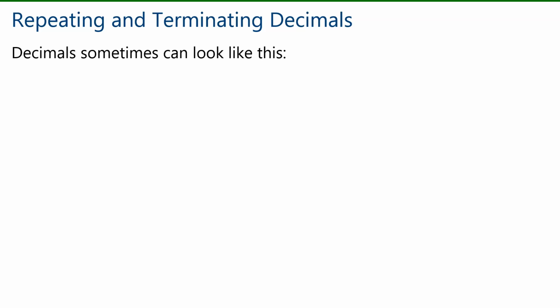When you divide fractions, sometimes you can get a decimal that looks like this. So when you divide 4 by 5, you get 0.8. Or if you were to divide 1 by 3, you get 0.3333 with 3 dots at the end, indicating that these 3's don't stop. They go on and on and on.